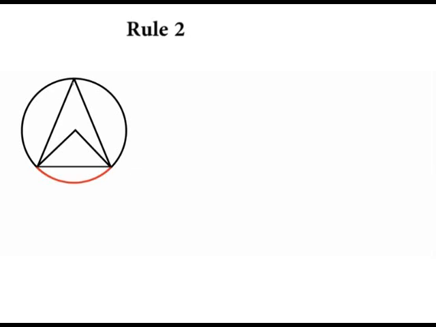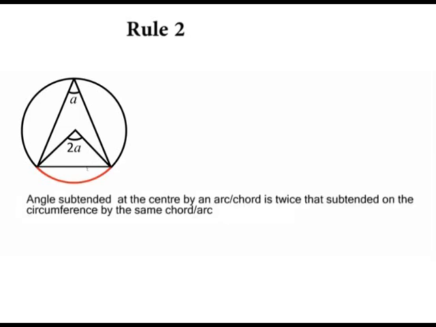The rule is the angle at the center of the circle is twice as big as the angle on the circumference. So if this is A, this angle at the center will be 2A. So the angle subtended at the center by a chord or an arc is twice the angle subtended by the same arc or chord on the circumference of a circle. In short, we write angle at the center.